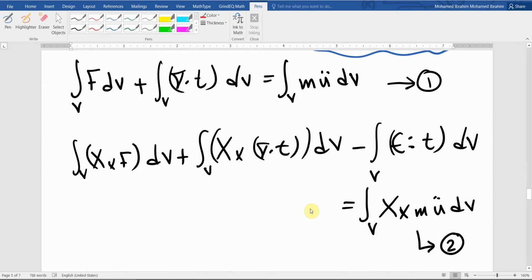Can we do more simplification to these two equations? Yes, we can. For example, if I ask you to combine all of these integrals, so instead of splitting them over multiple terms, is it fine if I combine all of them together into one volume integral? Yes, we can. The same thing for the second equation. So let us do it.